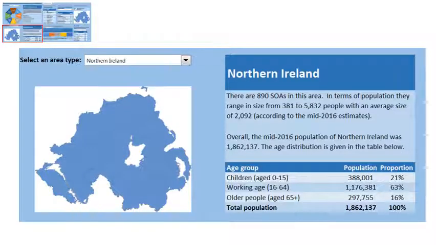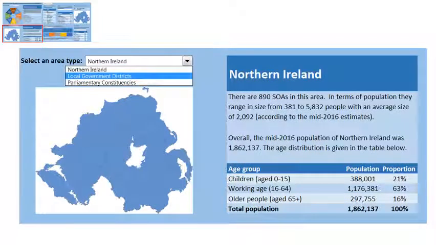At the bottom left of the screen, there is a map of Northern Ireland with a brief description of its population. It also shows the average, minimum and maximum population of super output areas. You can use the drop-down box to select the type of area you're interested in, either a local government district or a parliamentary constituency. Let's select local government districts.